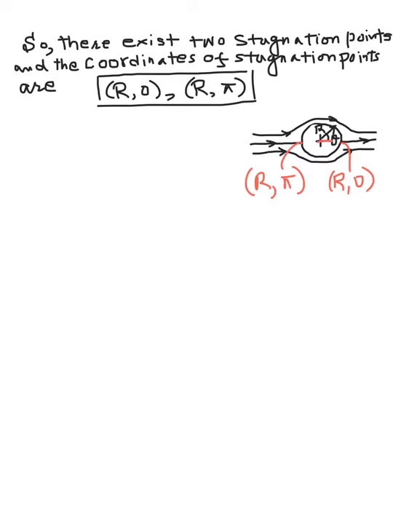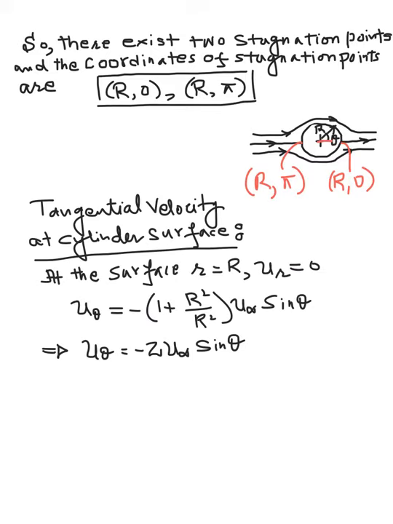Next, I shall determine the tangential velocity at the surface of the cylinder. So here is the expression for my tangential velocity at the surface of the cylinder. By setting r equal to capital R, I have obtained this equation. Subsequently, I shall determine the pressure distribution at the surface of the cylinder utilizing Bernoulli's equation.